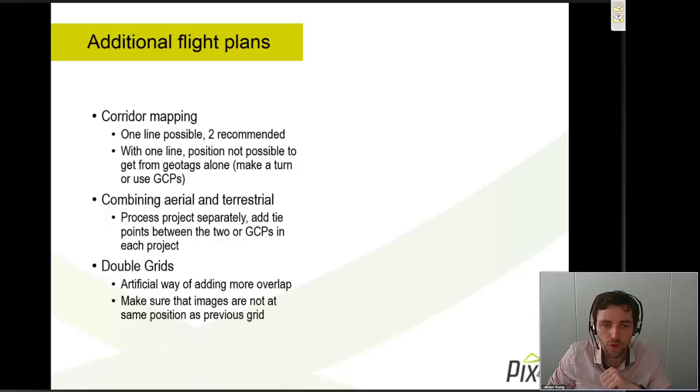In addition, if you have only one line and all your geotags are aligned, it will be very difficult for the software to compute the right orientation of the project. There you might want to add geotags or GCPs to have the right orientation of the project. There is also the possibility to combine aerial and terrestrial, so basically nadir and oblique imagery, in the same project. You can do it in 2 ways.